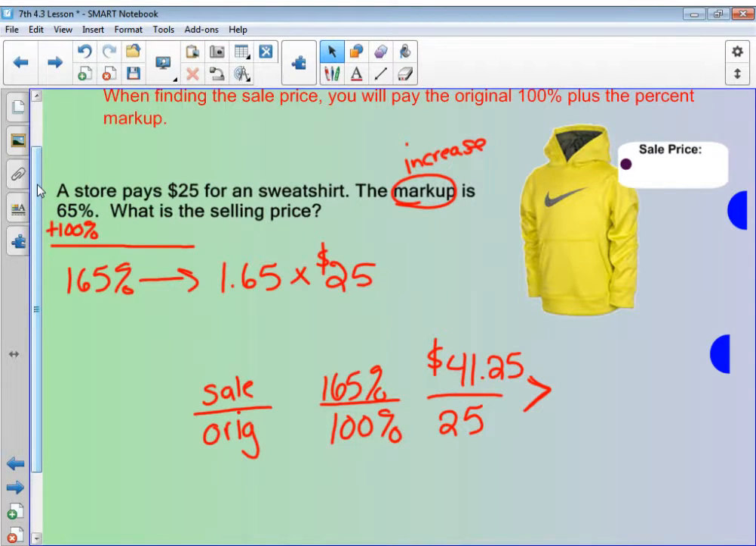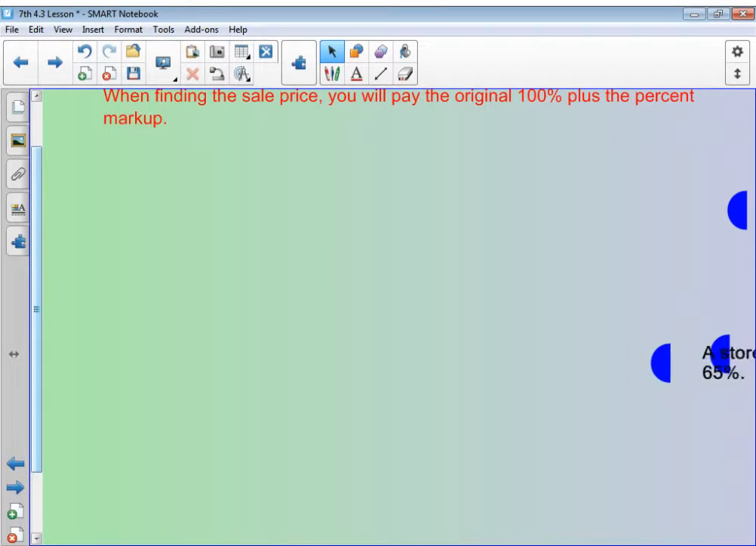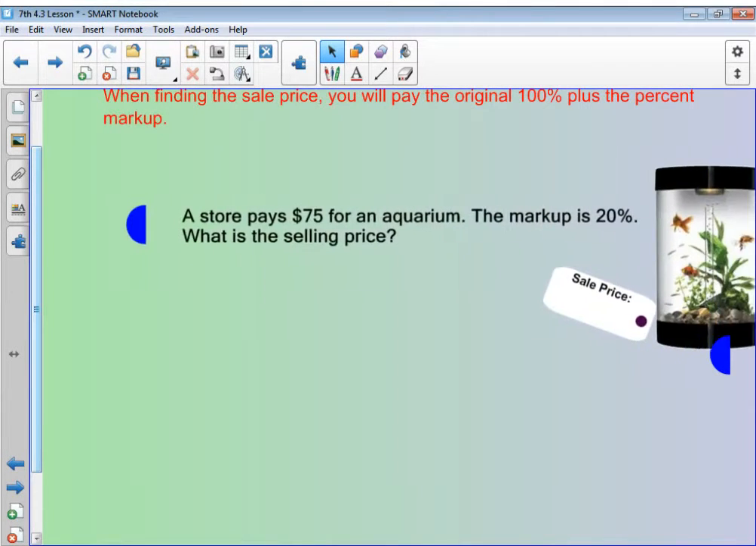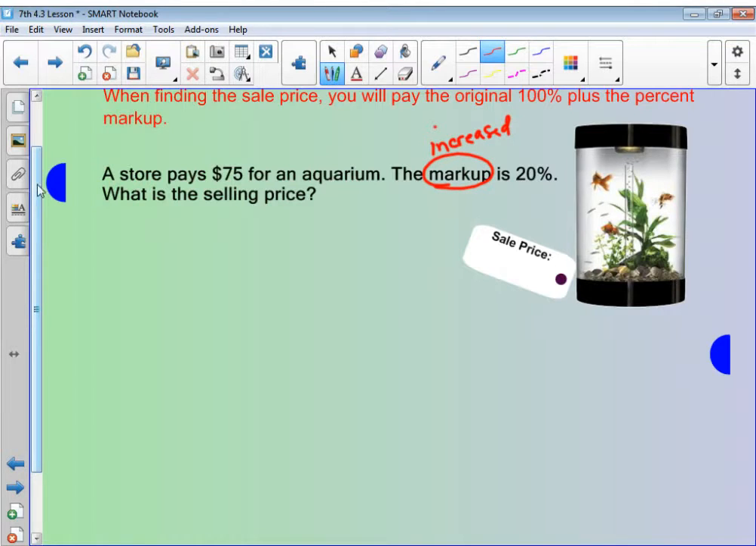Okay. All right. So I want you guys to try this next one. A store pays $75 for an aquarium. The markup is 20%. Markup. It's marked up. It's increased. 20%. What is the selling price? So go ahead, pause your video and work your way through this one. And then when you're finished, you can start the video back up and check your answer.